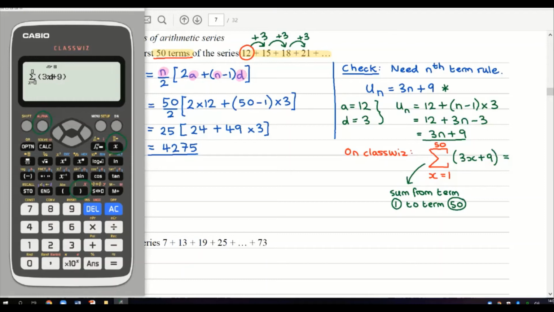And then if we just go back, we put in which terms we're summing. So we're going from the first term up to the 50th term. Okay, and then if you press equals, you get the answer, which is 4275. So that's a good way of checking. I know some of you are using Photomath now, but if you want to use your calculator, that's a good way of checking it.